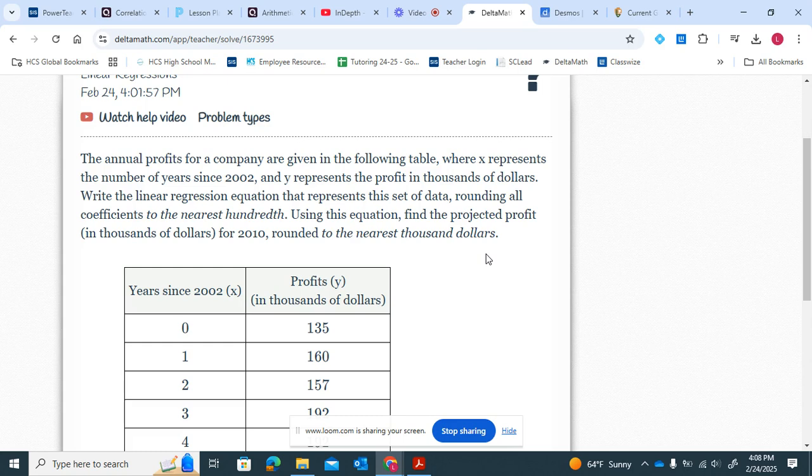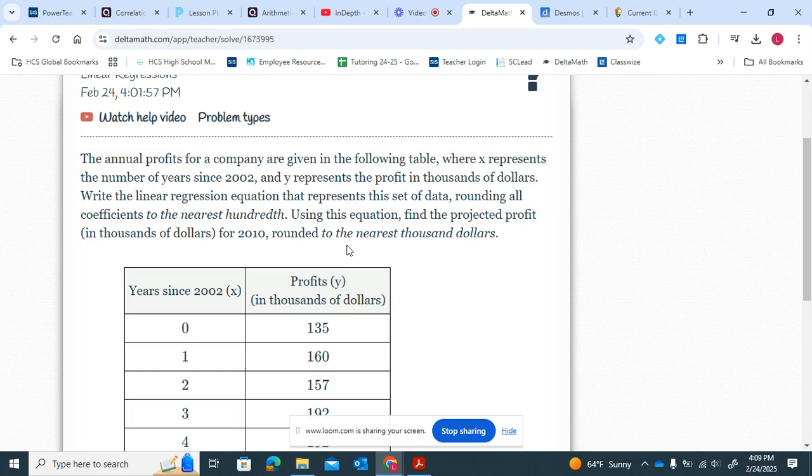So in this case, you're given a year, 2002. So it's going to be similar to that. So let's go ahead and read it. It says the annual profits for a company are given in the following table. X represents the number of years since 2002. So when X is 0, that means 2002. When X is 1, that means 2003. Y represents the profit in thousands of dollars.